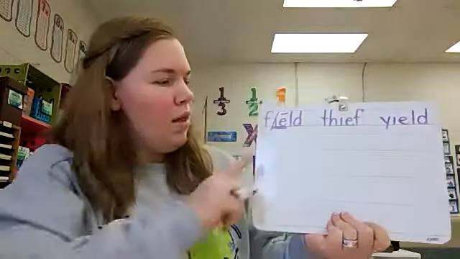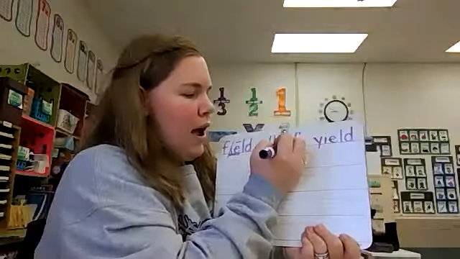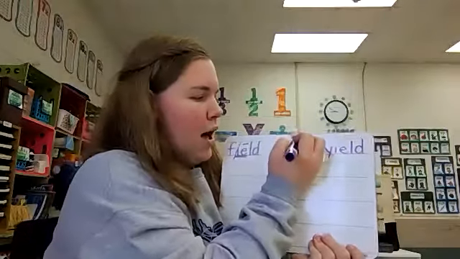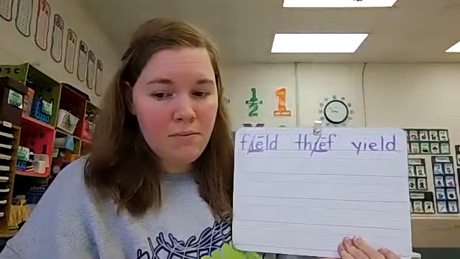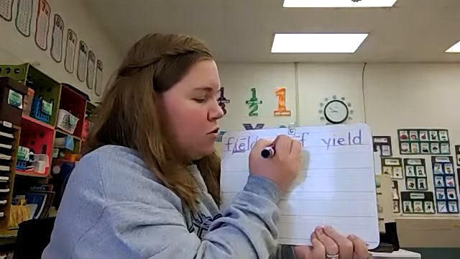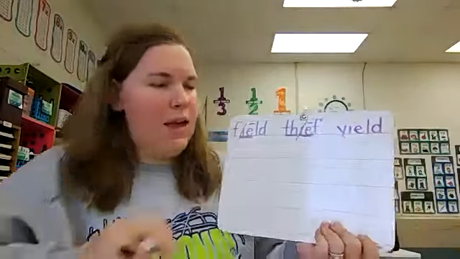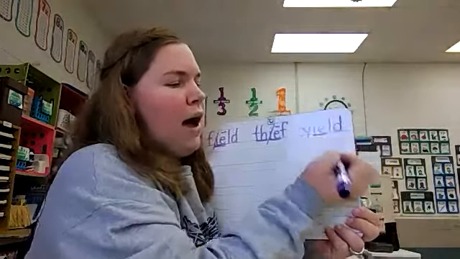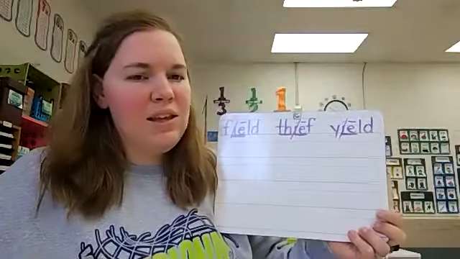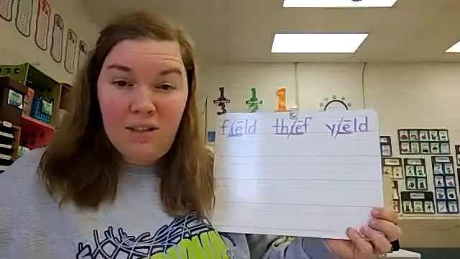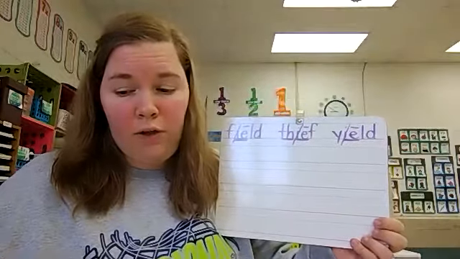Field. Field. Let's look at the next word. We have digraph IE. The I is silent. The E says its name. Any other coding in this word? Digraph TH. Underline that digraph. E, thief. And we have our last word, digraph IE. Macron above the E, cross out the I. Yield. That means to slow down. If I see a yield sign while I'm driving, I should slow down and watch for other cars.